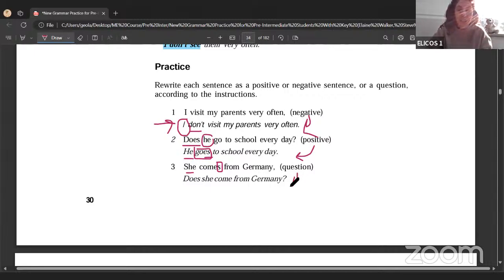We want to make it a question. We know it's she. So we don't say do, because I'm not saying do I, do you, do we, do they, but does she? Because for he, she, it, does she come from Germany? And remember, the verb is the same. We don't put an S here. Only in the positive, we put an S for the he, she, it. Okay, so pretty simple rules.